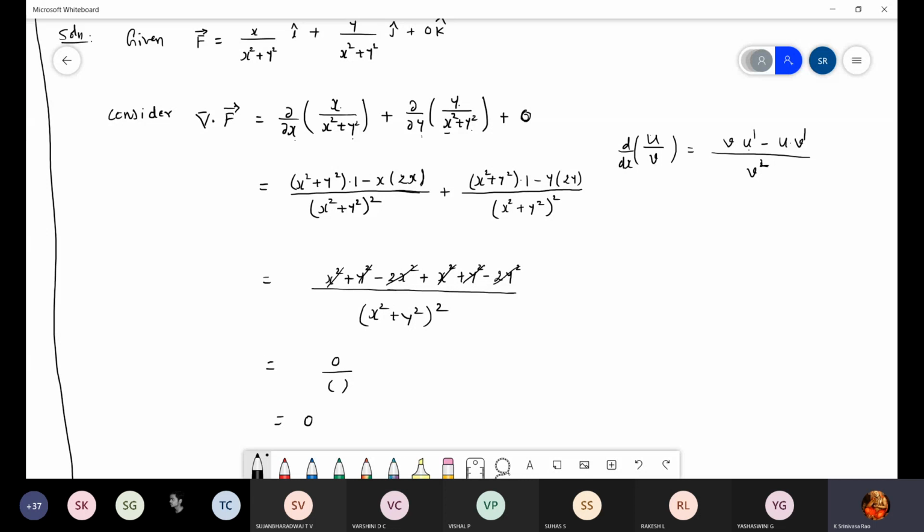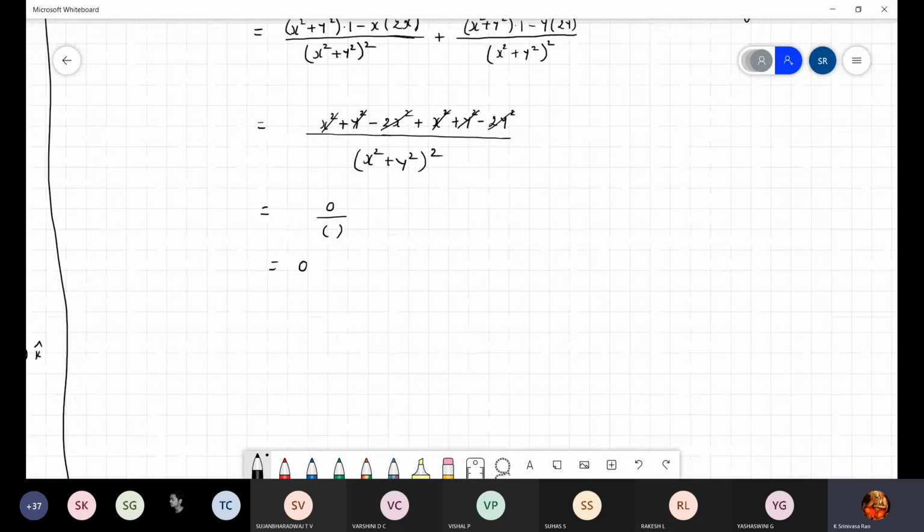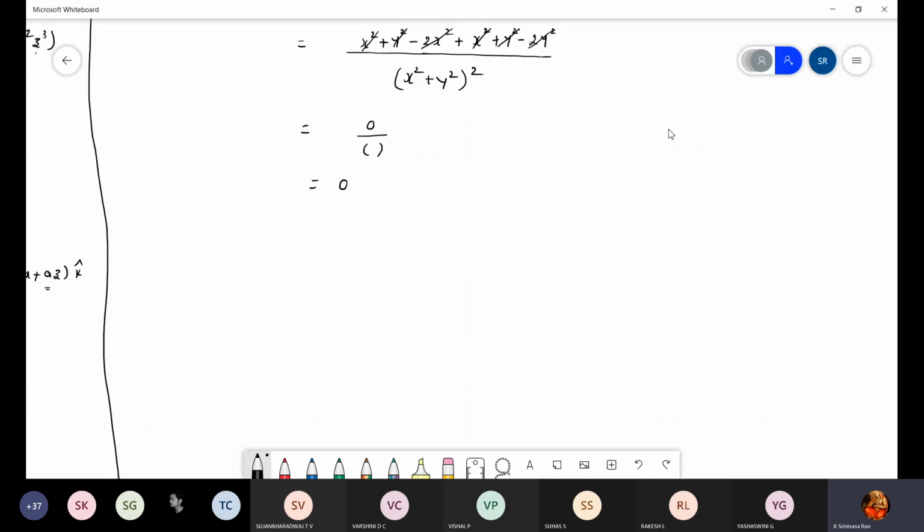I hope you understand. So therefore, this implies del dot f equals 0, which implies f is solenoidal.